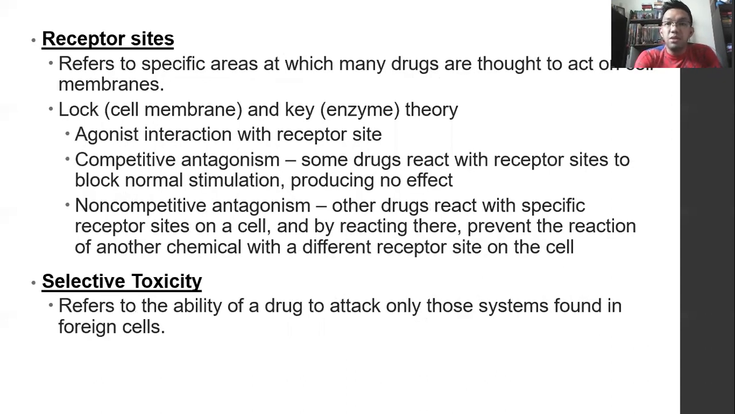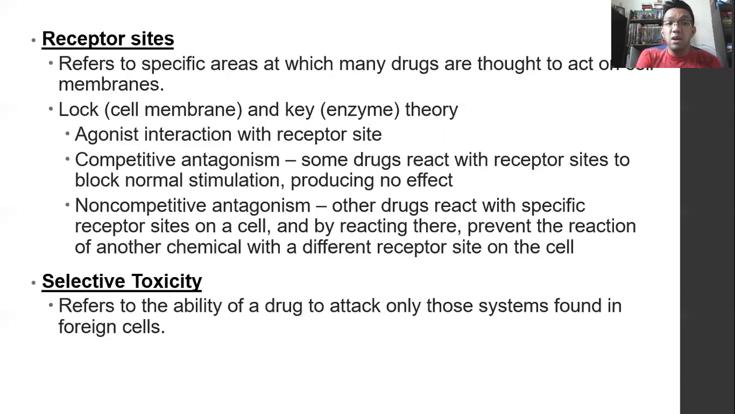Now we talk about the receptor sites. These are the sites where drug molecules bind in order for them to act on the body. So this refers to specific areas on the cell at which many drugs are thought to act on our cell membranes, and they act under the lock and key model. The lock is the cell membrane, and the key is the drug. The lock and key theory is the best theory that can illustrate this.